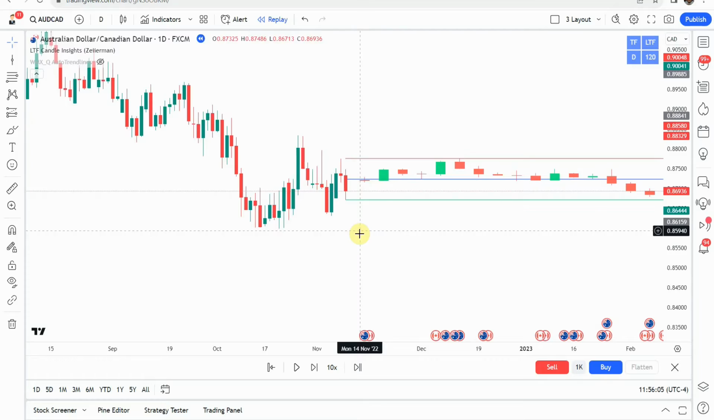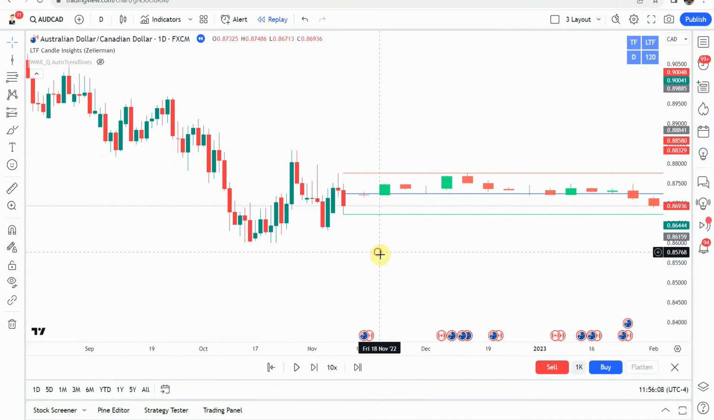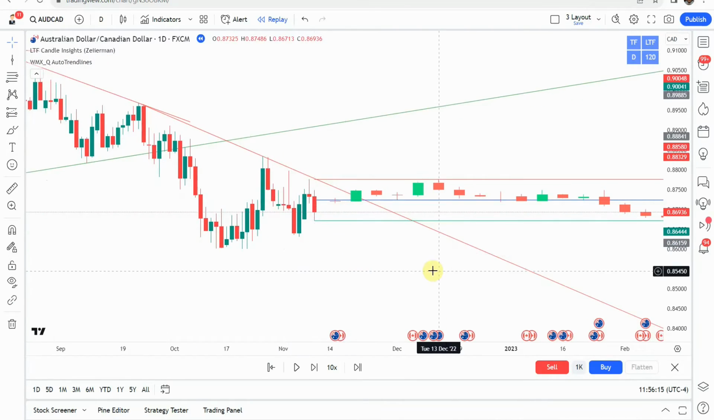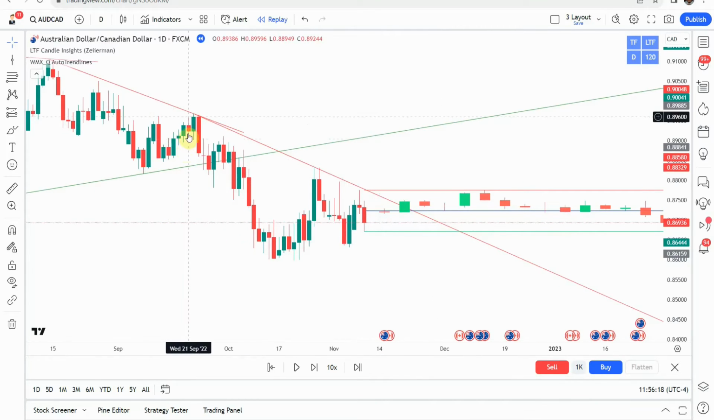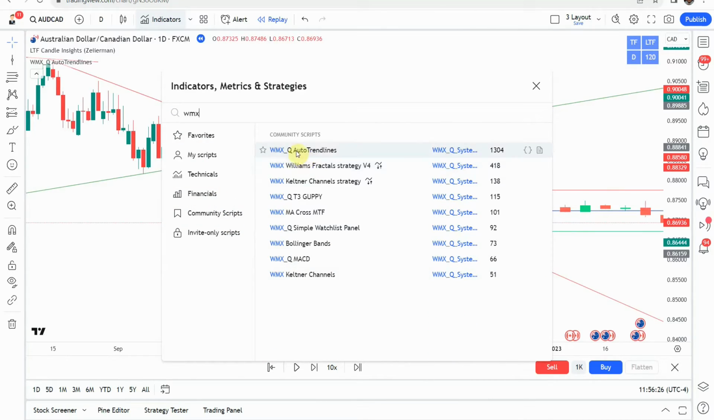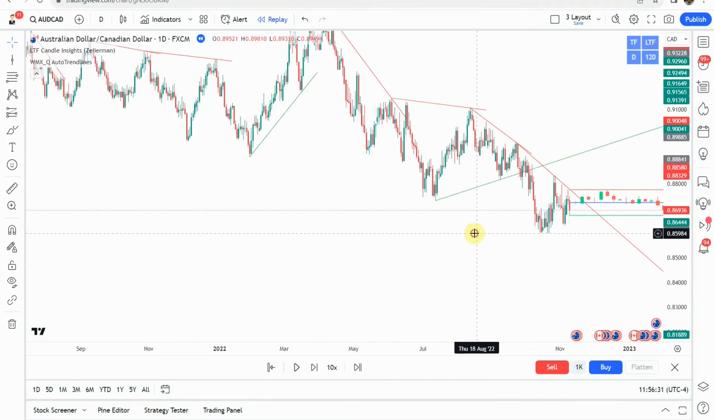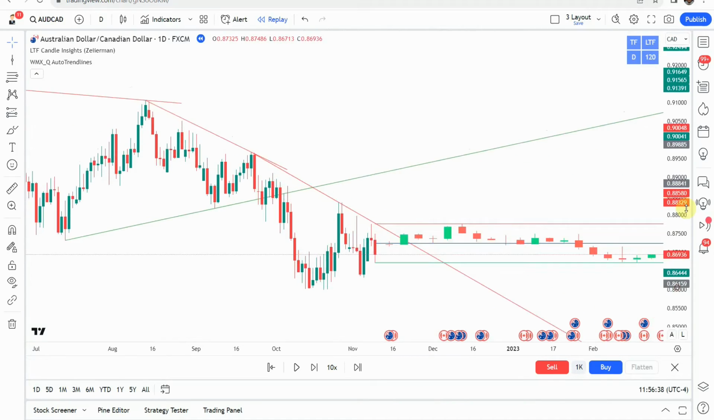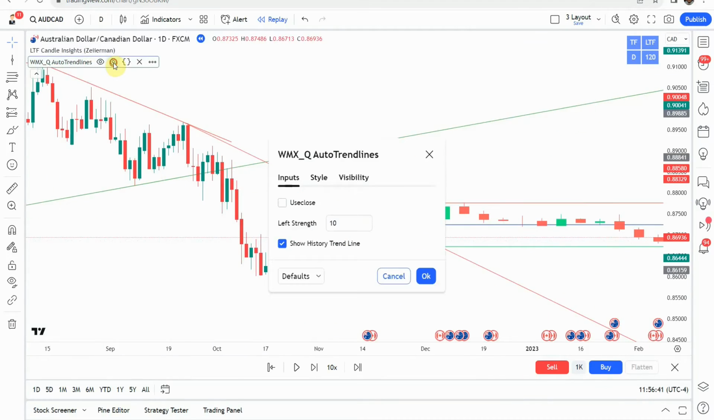And so to add in the best way to use that particular indicator, we are going to add trend lines to the chart. In this case, I used an auto trend line indicator. If you just go in and type in WMX, it's this one right here, the auto trend lines. If I scroll back here, you can see that it is displaying these trend lines that have been previously drawn. And of course you can go in and modify the settings on this as well.